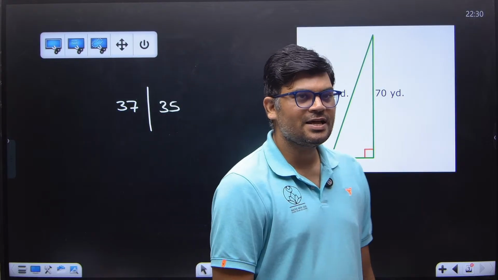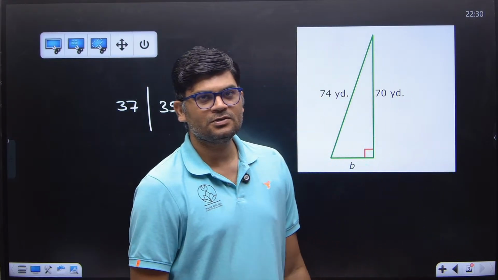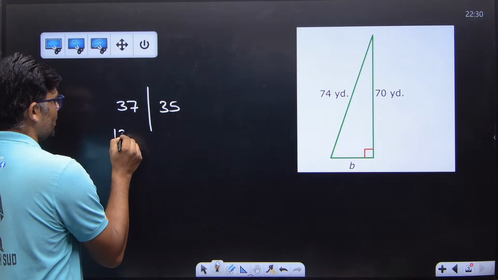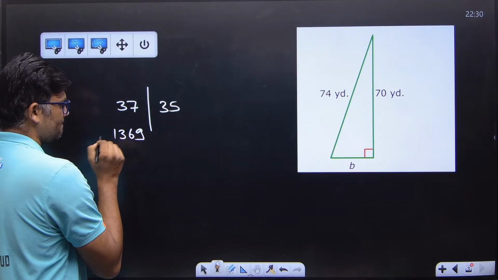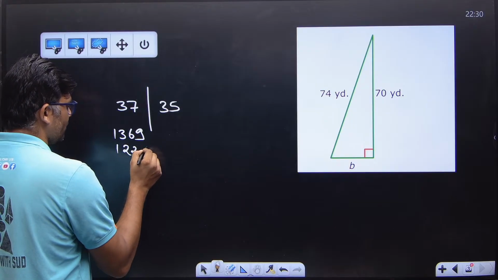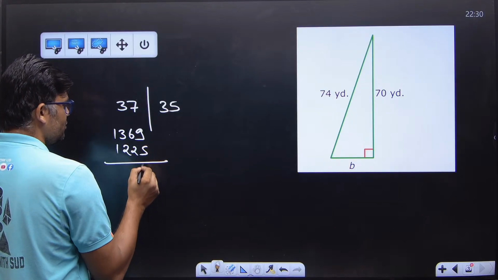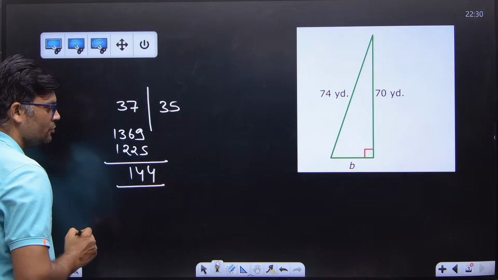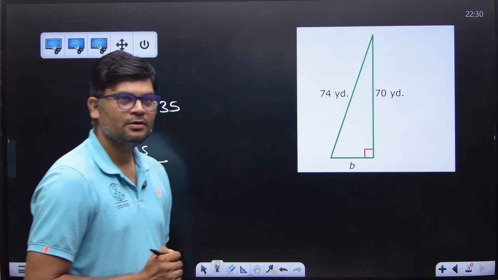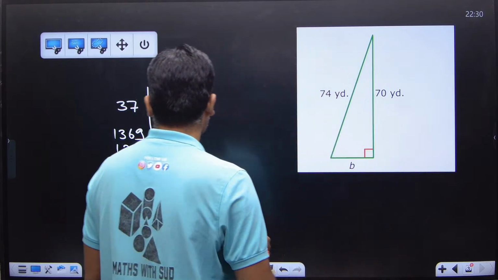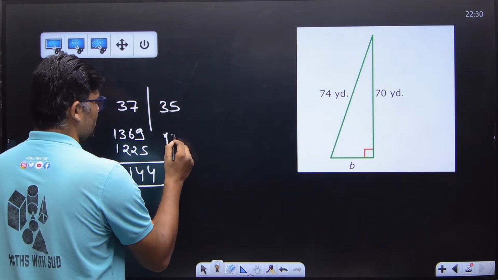Now what is 37 square? Do you know what 37 square is? No idea. It is 1369. Yeah. And 35 square is 1225. If you subtract, you will get 144. So 144 is whose square? 12. Oh, so it's going to be 5, 12, 13.